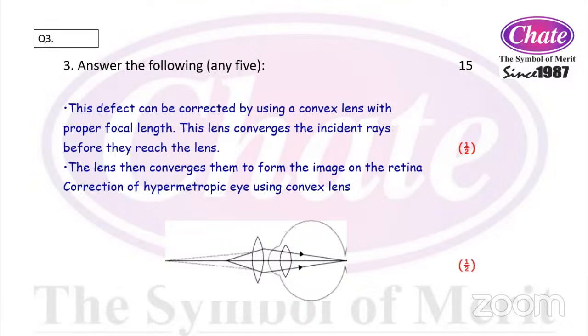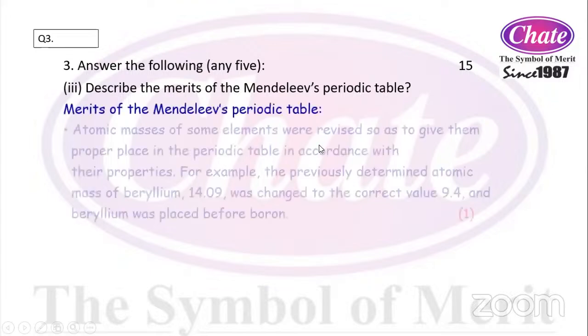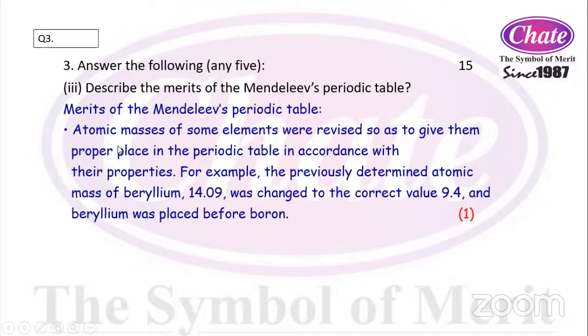Okay. Now the next question, this will give you the half mark again. The next question, describe the merits of Mendeleev's periodic table. So Mendeleev's के periodic table के merits हमें discuss करने हैं. Okay. So again, properly, first top point is atomic masses of some elements were revised so as to give them proper place in the periodic table. So revise कर सकते हो.